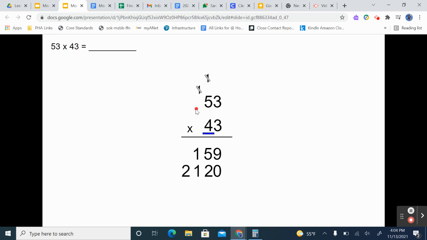Now that we've multiplied all the digits, we can add these two products together. Let's start by adding the ones place. 9 plus 0 is 9. In the tens place, 5 plus 2 is 7. In the hundreds place, 1 plus 1 is 2. And in the thousands place, nothing plus 2 is 2. So our product or answer is 2,279.